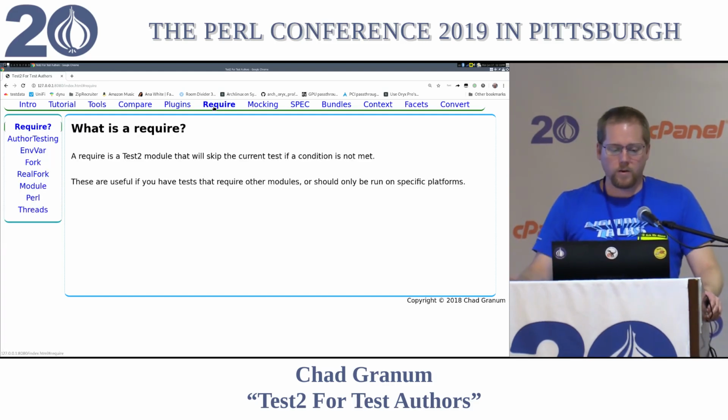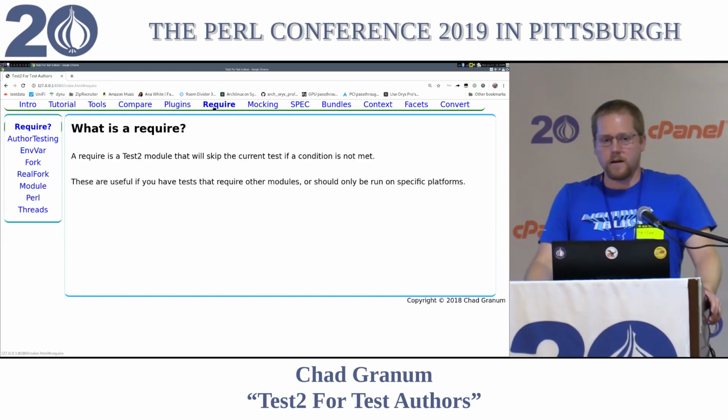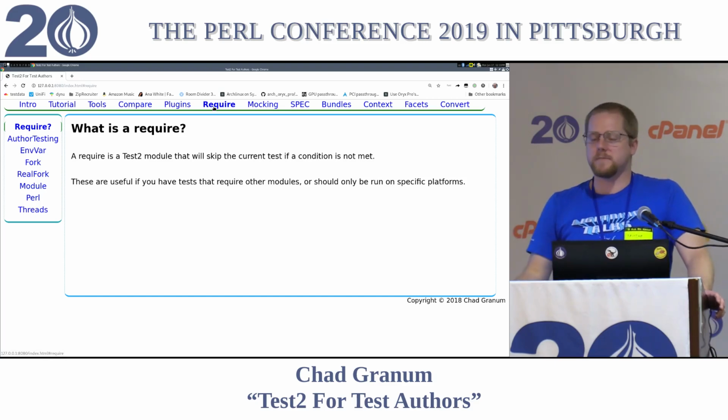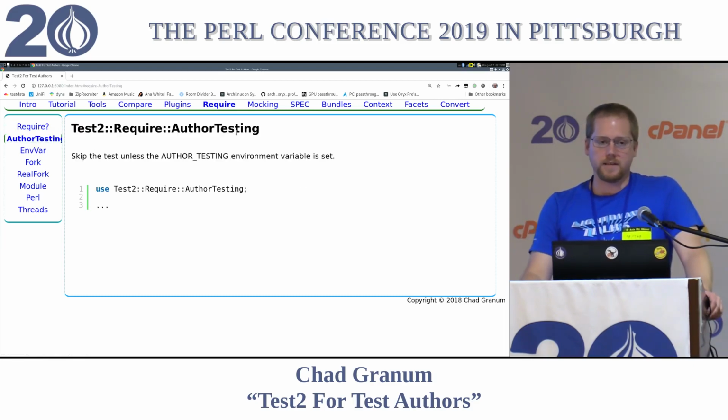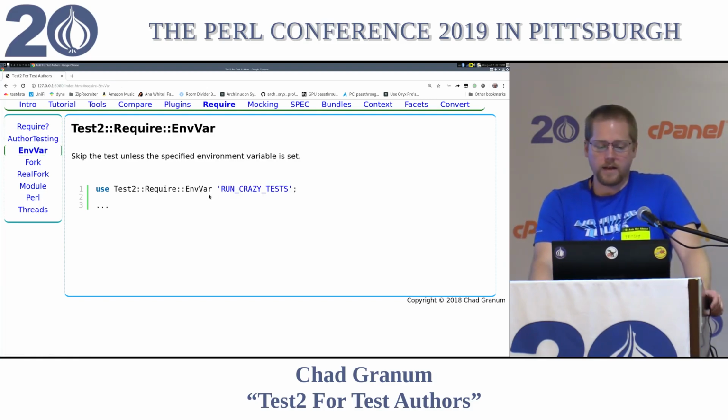Okay. Require, so require is a namespace under Test2. So it's Test2 require blank. And these are to make it so your test is skipped if certain conditions aren't met, such as tests that you only want to run when you have author testing set. You'd require Test2 require author testing. You can also check any arbitrary environment variable.